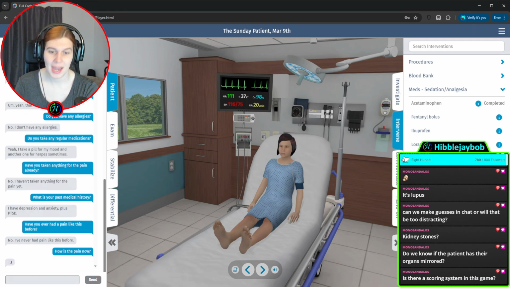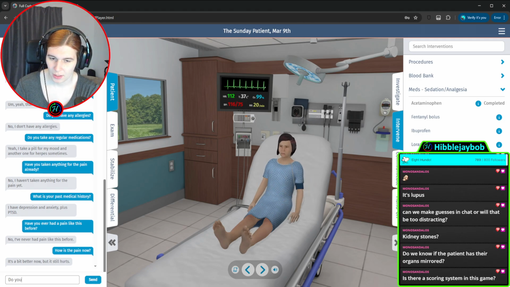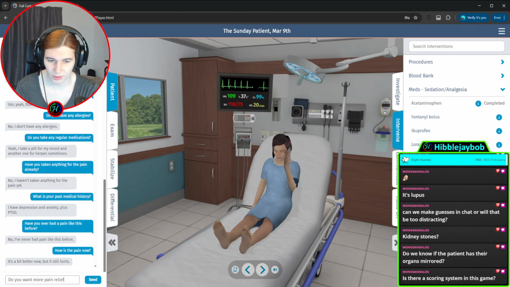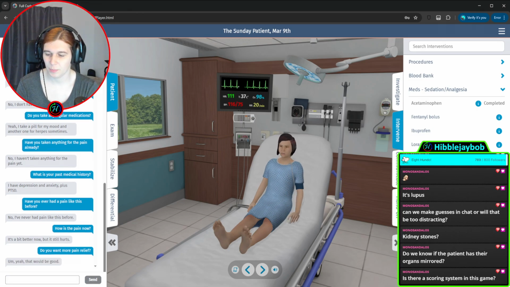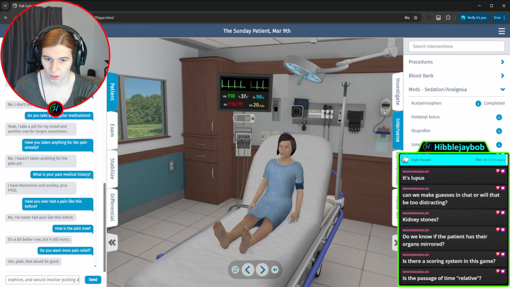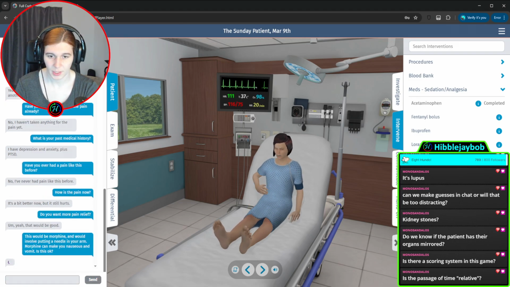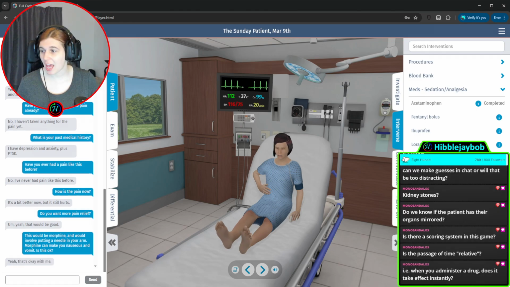How is the pain now? It's better now, but still hurts. Do you want more pain relief? Yes, that would be good. Okay. This would be morphine and would involve putting a needle in your arm. Morphine can make you nauseous. Is this okay? Okay, so she's happy with morphine.